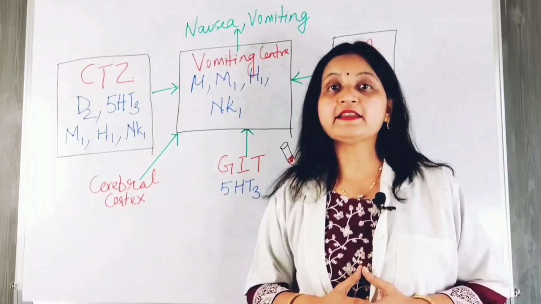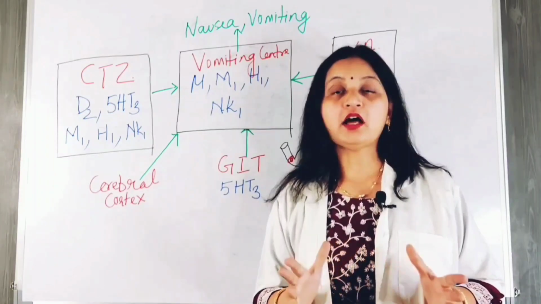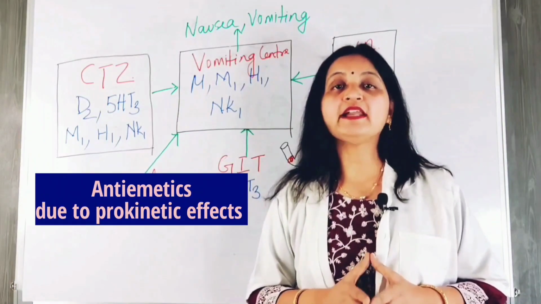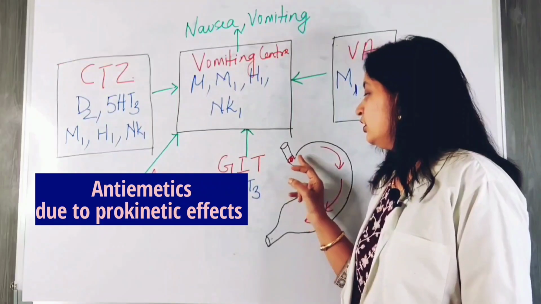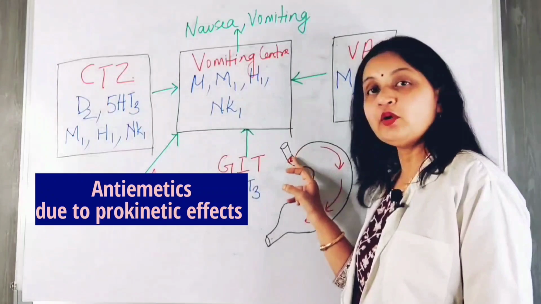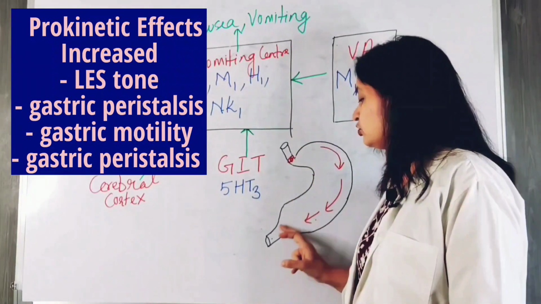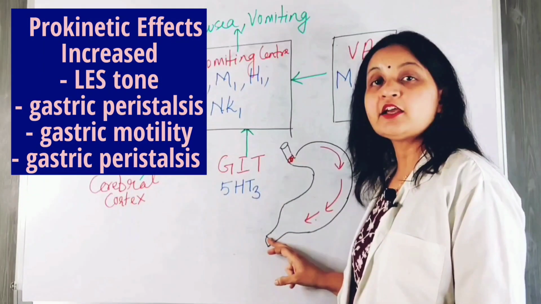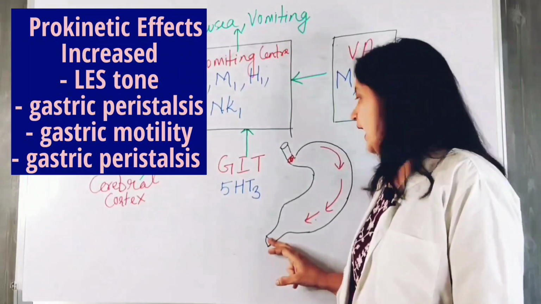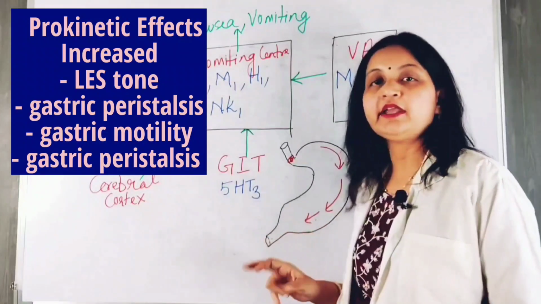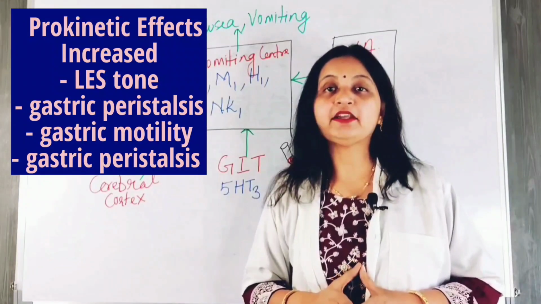Lastly, drugs can act as antiemetic agents through prokinetic effects. So what are the prokinetic effects? Prokinetic agents are also known as gastrokinetic agents. The lower esophageal sphincter tone is increased and the food moves through the stomach towards the pylorus. There is increased gastric motility, stimulation of peristalsis, and increased gastric emptying. So these are the prokinetic effects produced by antiemetic drugs.